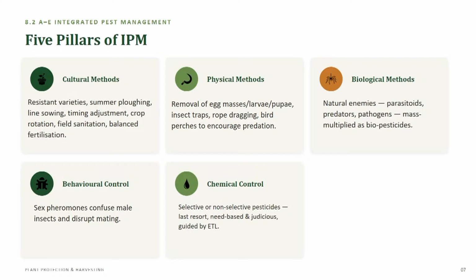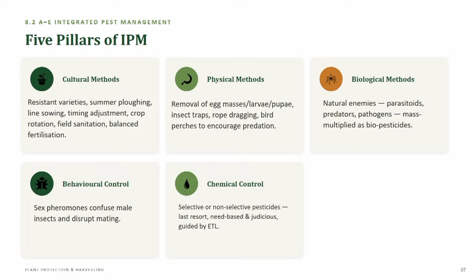So we must cultivate those resistant varieties, so that we can avoid the costly use of chemical pesticides. Next comes summer plowing. Here, during the summer, the lands are deep plowed and kept open under the sun, and due to the heat of the scorching sun, the eggs of various types of vectors or insects are destroyed in the land.